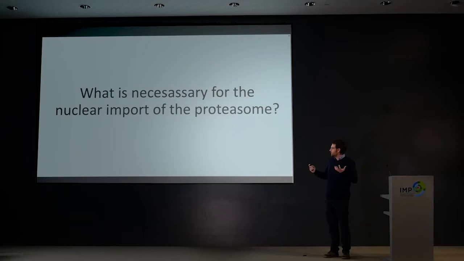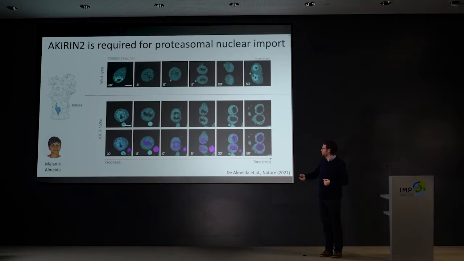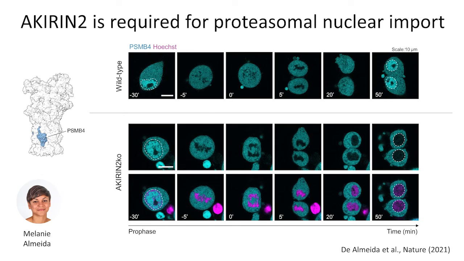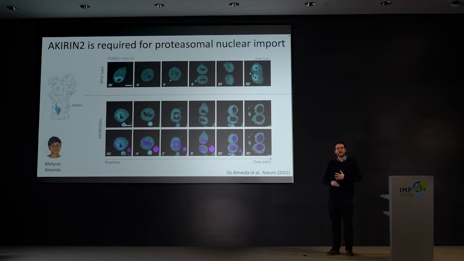And this raises the question, what is necessary for the nuclear import of the proteasome? And we answered this question fairly serendipitously, because Johannes Zuber's lab here at the IMP was doing a CRISPR screen to figure out what regulates MYC. And in this CRISPR screen, they found a protein called Acarine 2, which seems to be one of the major regulators of MYC. They didn't really know what it was, so they came to us and asked, does that have anything to do with the proteasome? And we actually didn't know anything about this protein and got very intrigued. So we teamed up to figure out what this protein does.